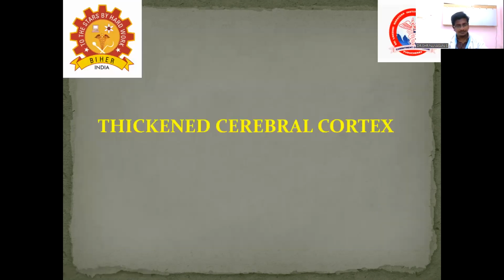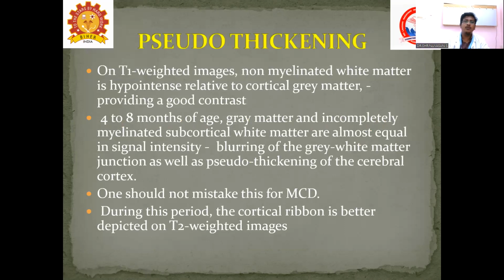Then we'll go to the fourth question, that is the abnormalities of the cerebral cortex. So which is the normal cortex? How will the normal cortex present, and what do you mean by pseudo thickening? On T1 weighted images, the non-myelinated white fibers appear hypointense relative to cortical gray matter, so that it provides a good contrast.